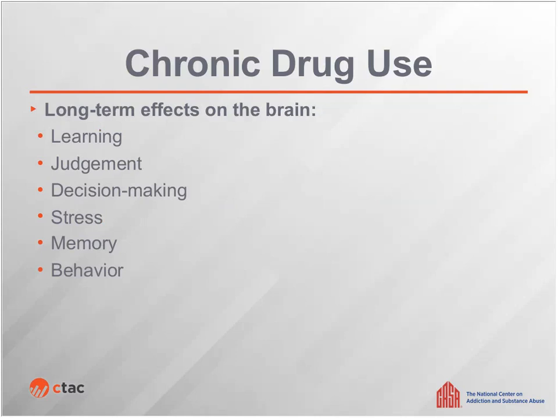And on this slide here, you see some of the long-term effects on the brain. Learning, judgment, decision-making, stress, memory, and behavior. And once again, these are long-term effects from chronic drug use, which results in permanent changes in the structure of the brain.